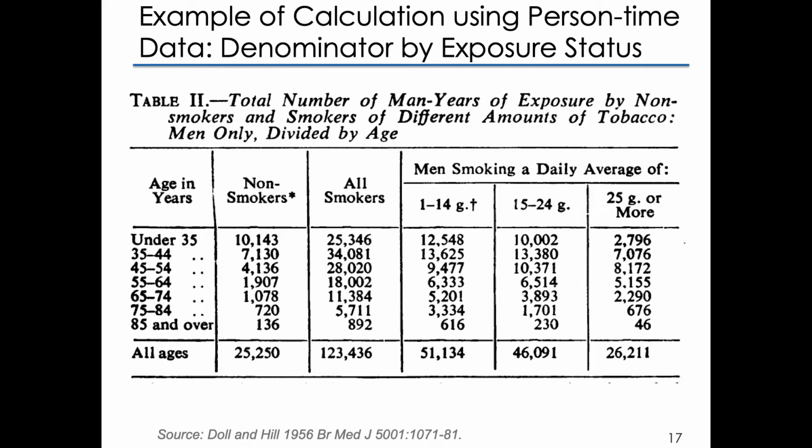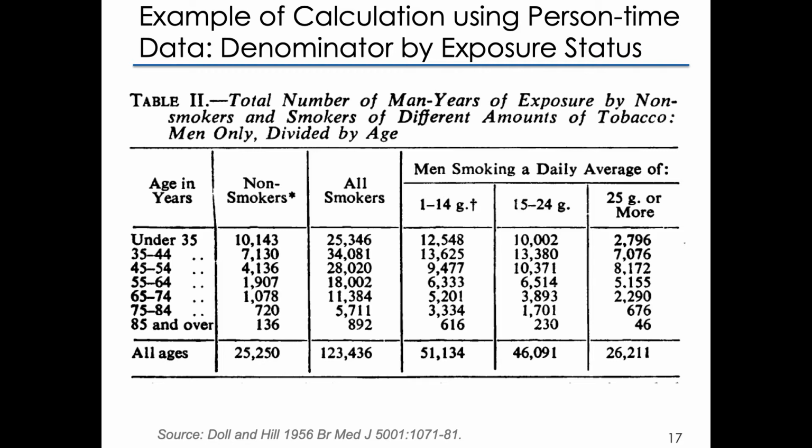And then, this is the next table, another table from the same paper, and this is showing the calculation of the person time data, the denominator, by exposure status. So now they're showing how many total person years accumulated among non-smokers in the different age groups, and how many person years accumulated among smokers. Those are the two columns with non-smokers and all smokers, and those are the number of person years in each of those age groups and in each of those exposure categories.